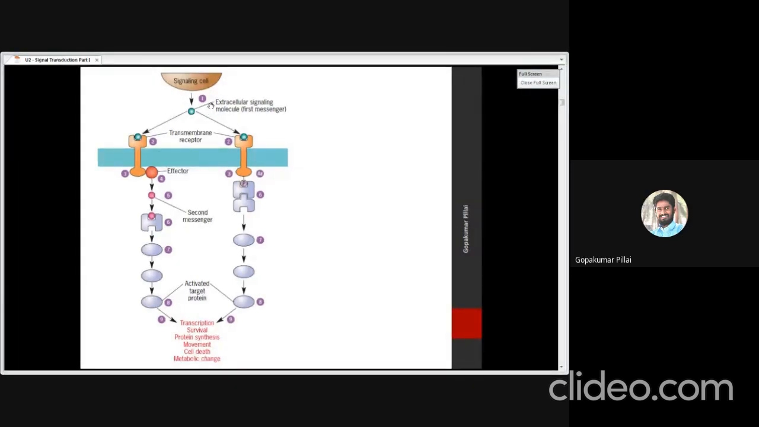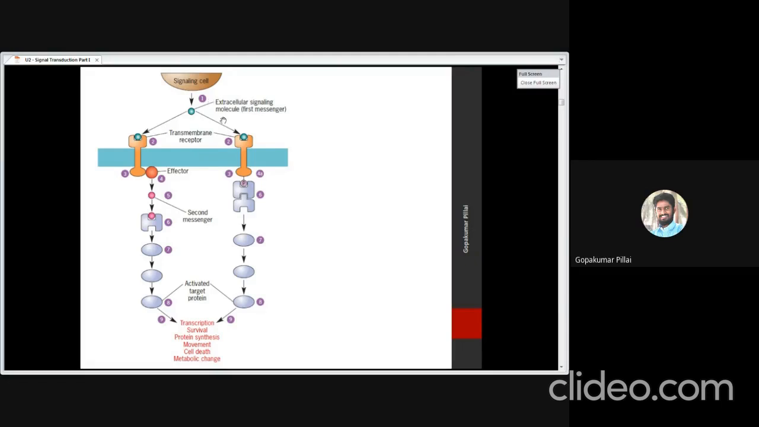If you see there, some numbers have been put forward in the picture, 1, 2, 3, 4, and so on. They are nothing but steps involved in the process of cell signaling. So let me go in a stepwise manner. The very first one that is mentioned there, 1, is the extracellular signaling molecule.